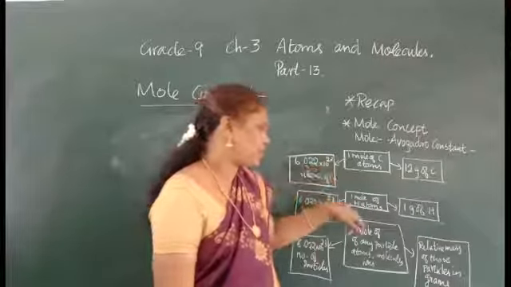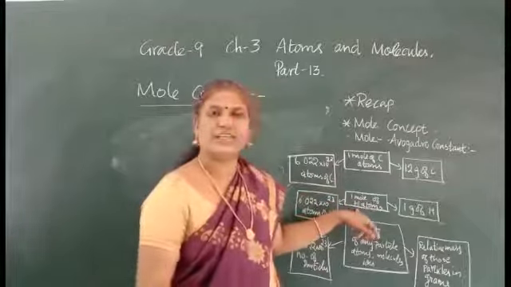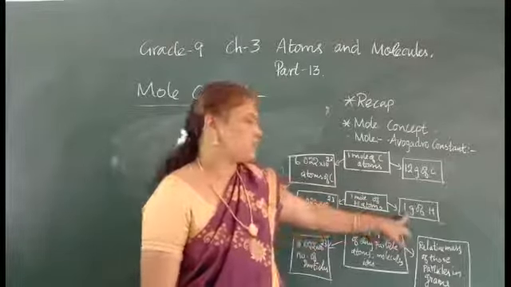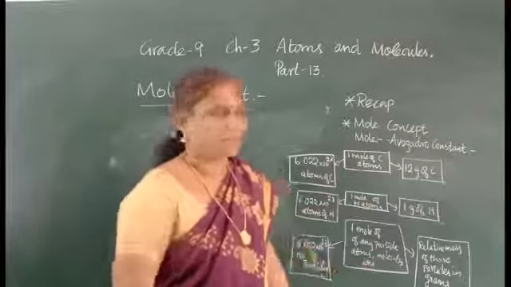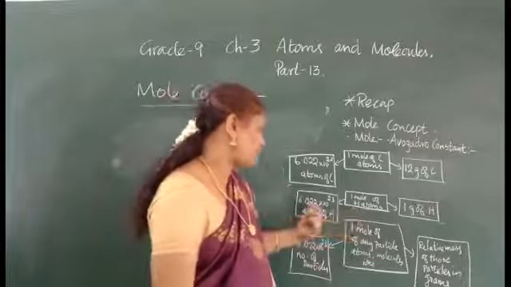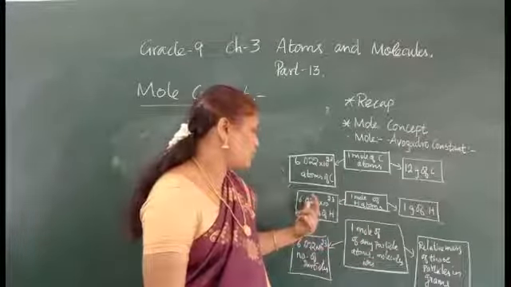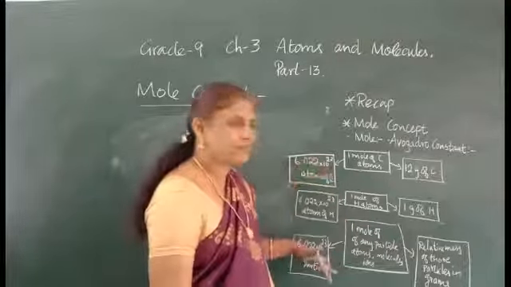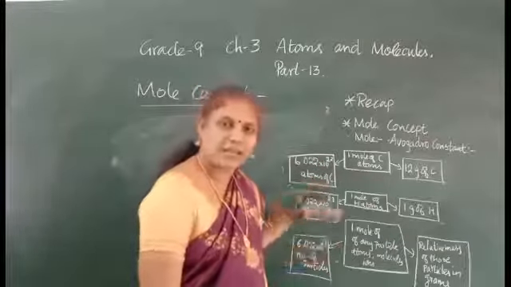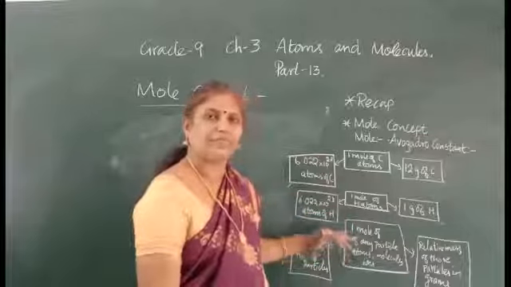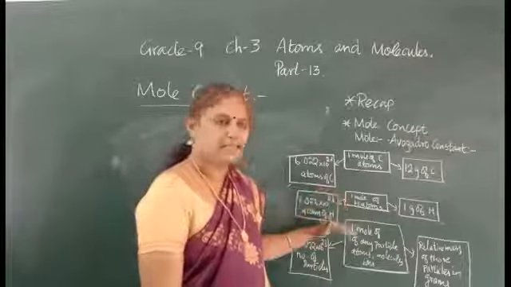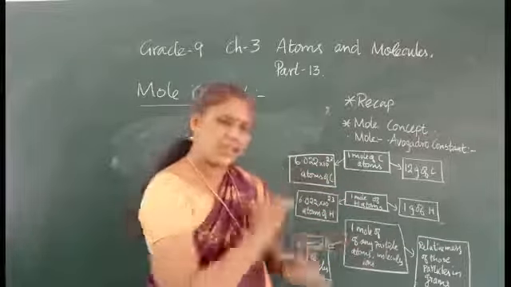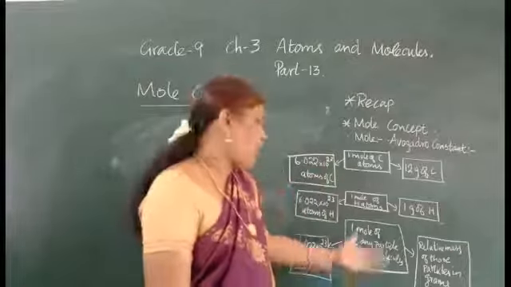For example, if you take hydrogen atom, what is the weight of hydrogen atom? It is 1 gram of hydrogen. That will have how many atoms? 6.022 into 10 to the power 23. So the count of atoms will be the same number of particles. Let us see, 1 mole of any particle if you take, always it will have this.